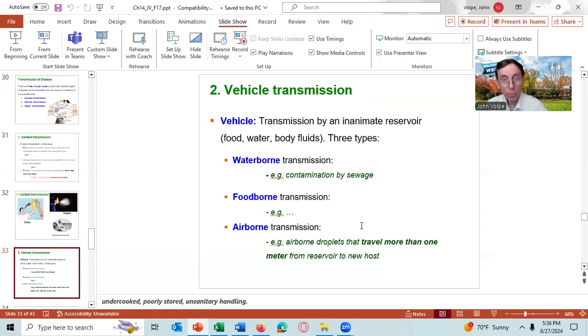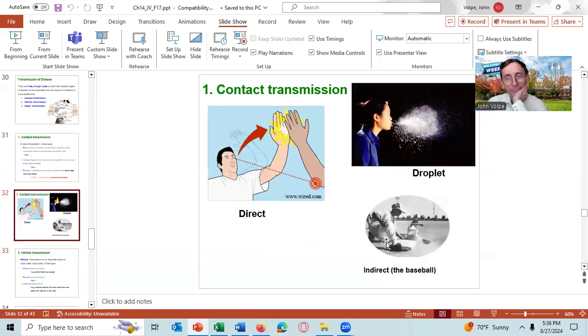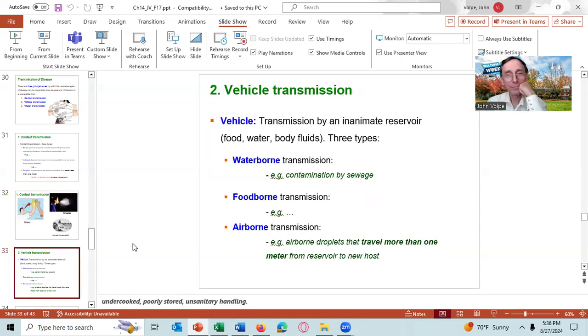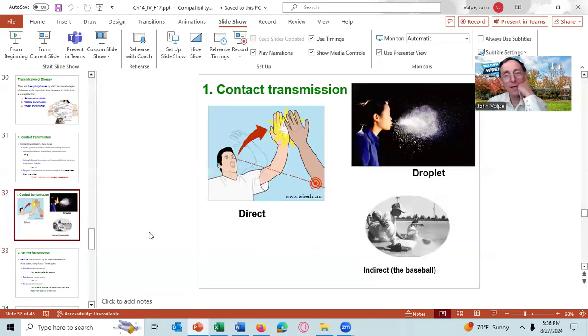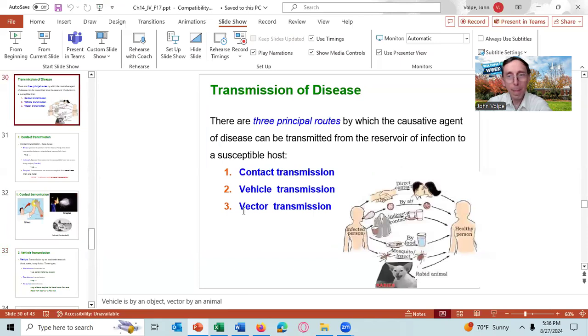I have a question. What is the difference between the indirect contact and vehicle transmission? Because they seem similar. That's a good question. Indirect would be on the baseball. I'm going to have to say I'm not real sure here. Baseball is a vehicle right here. So it is a fomite. Let me go back here. Yeah, that's showing you indirect contact by a vehicle, meaning a cup.